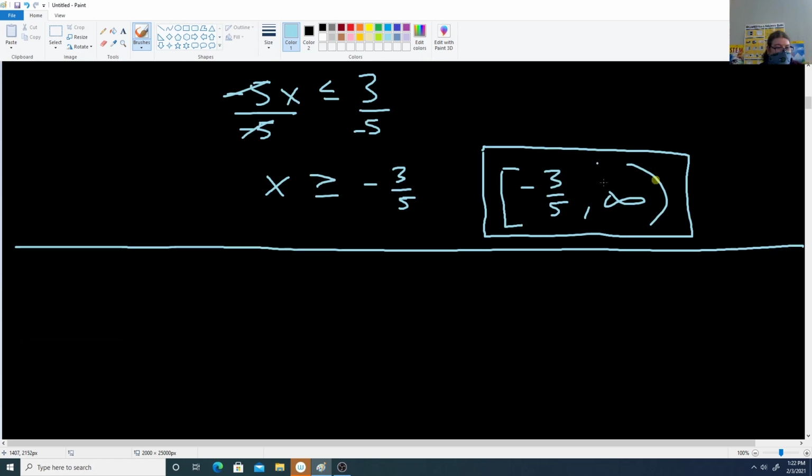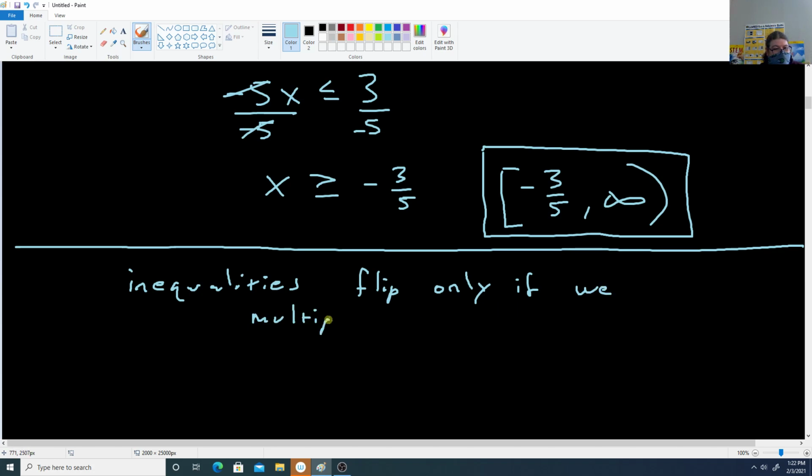Remember, for inequalities, flip only if we multiply or divide by a negative number.